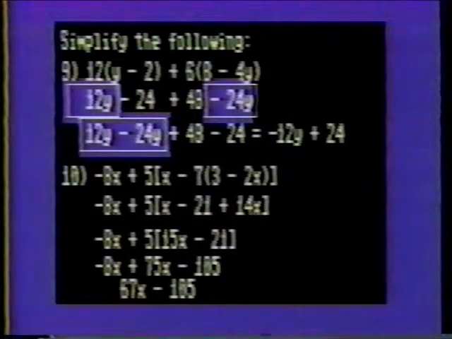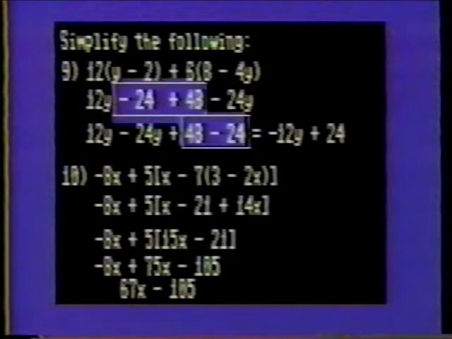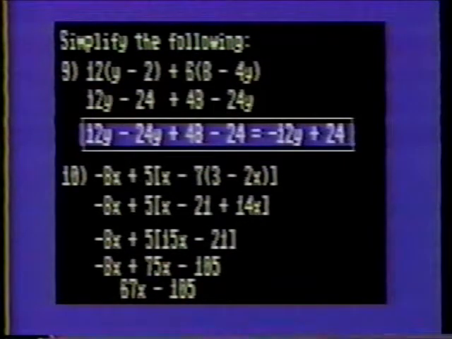Next, combine all the like terms, which are 12y and negative 24y. The only remaining components are the constants, negative 24 plus 48, or 48 minus 24. The equation now reads 12y minus 24y plus 48 minus 24, which is negative 12y plus 24.